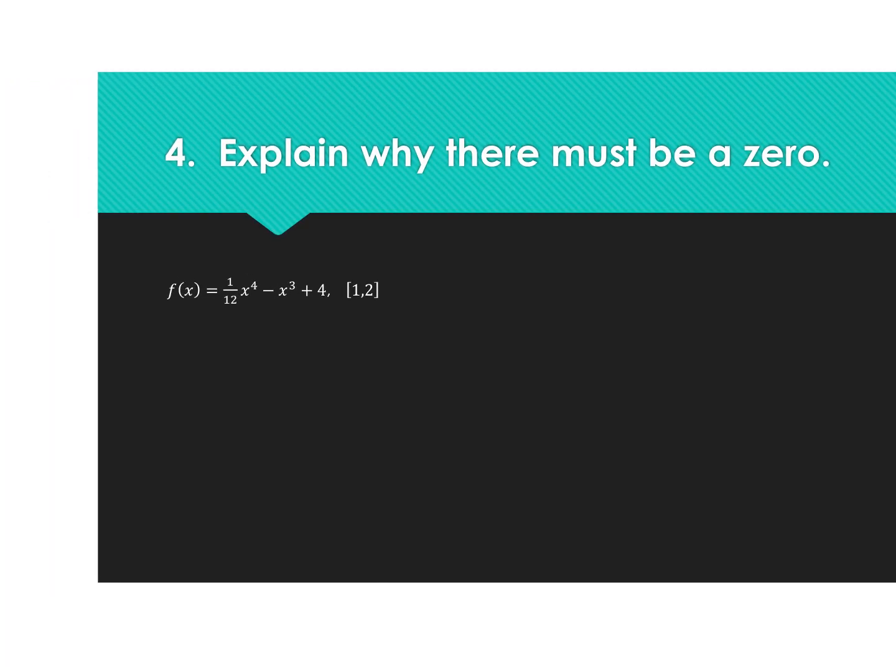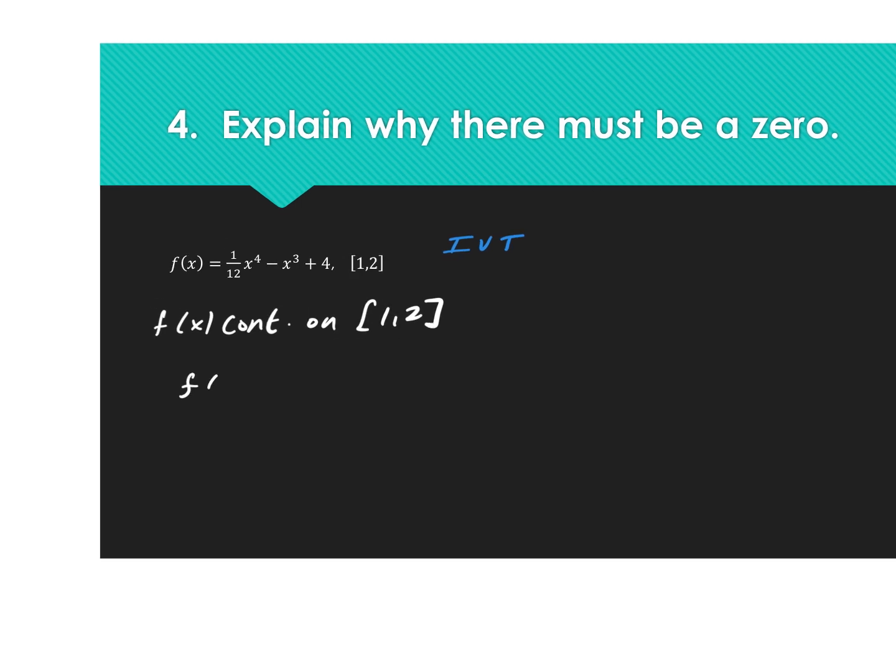All right, this one is IVT. IVT is intermediate value theorem. So first I'd want to state that the function is continuous. As long as there's no fraction, there can't be a hole. If there's no fraction, there can't be an asymptote. If it's not a piecewise function, there can't be a jump discontinuity. So I can just make the conclusion that this is a continuous function. So I'd want to state that f of x is continuous on the interval 1 to 2. You're going to want to find f of 1 and f of 2.